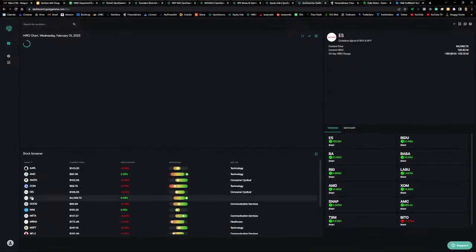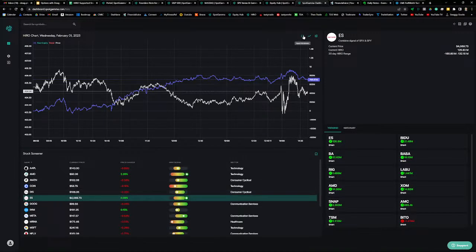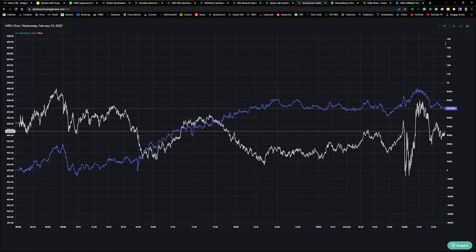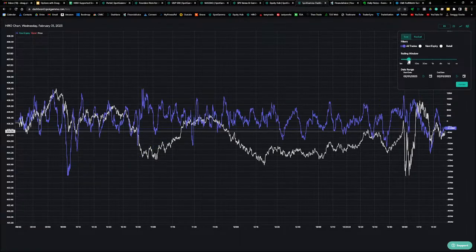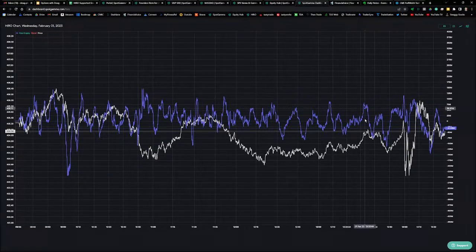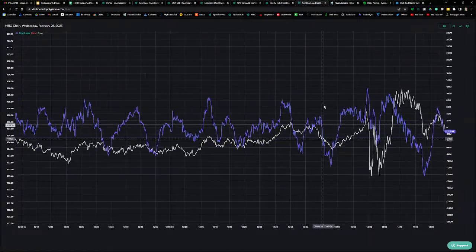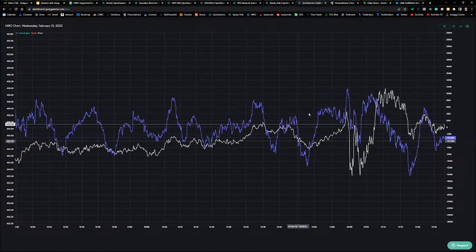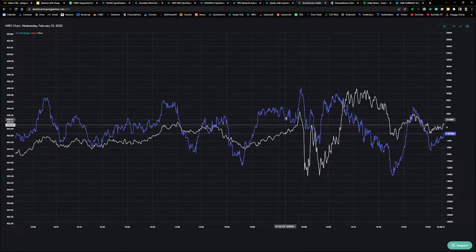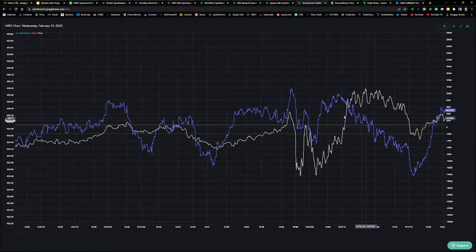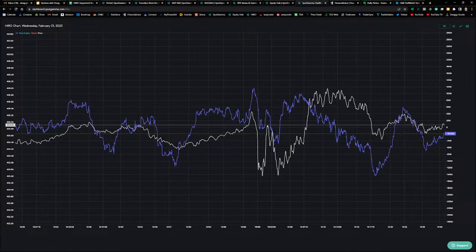And let's go back and we'll wrap it up with ES again. Go back to our 5-minute look back period. Zoom in. And we'll go back to Bookmap.